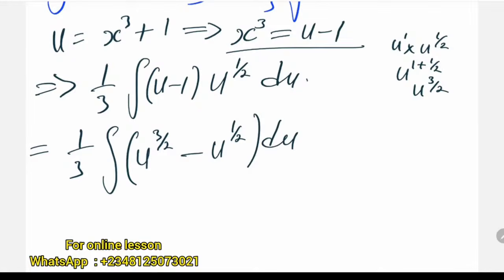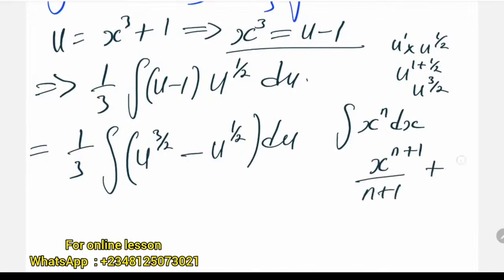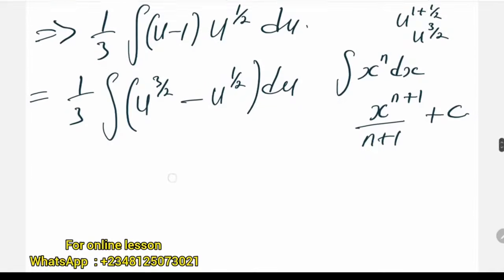Okay, good. Now we can integrate. Remember the standard integral. If I want to integrate something like x raised to the n dx, what we do, we say x raised to power n plus 1, then all over n plus 1, then plus c. So this c is the arbitrary constant. So what we are going to do now, we are going to apply this to u term by term.